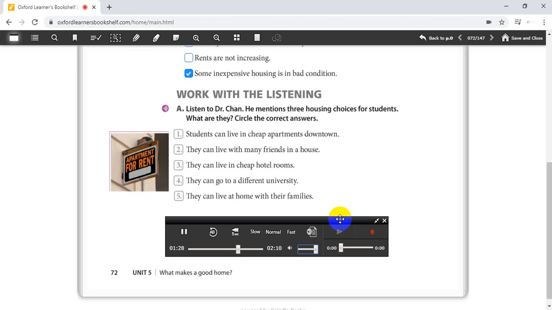Other students live at home with their families. They live in a safe space and they don't pay rent. But this choice is not possible for all students. Many of them move here from different cities, and their families live far away. We at the university are all very worried about this problem.